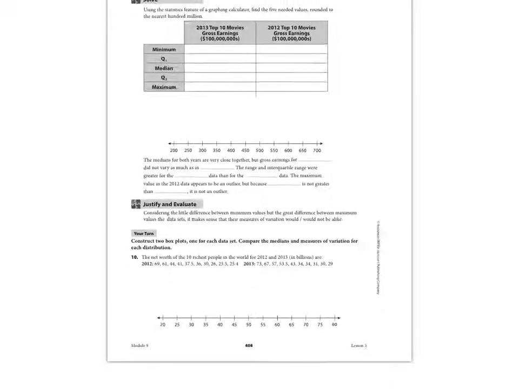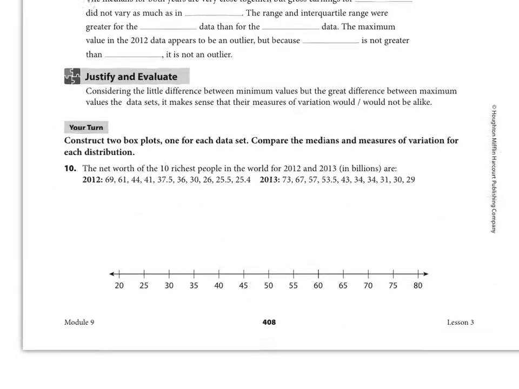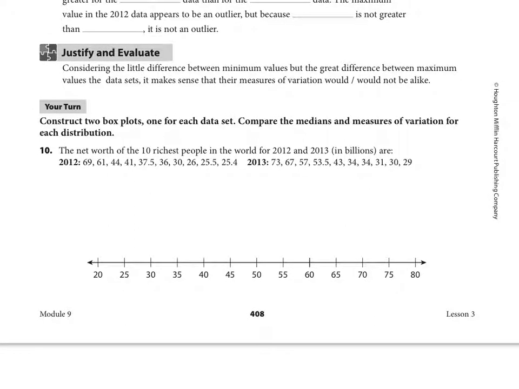Okay, and on to page 408, where we're going to look at the your turn, number 10. We're going to construct box plots, one for each data set. Actually, I'm going to go ahead and skip to number 11. This one we did in class, but we did not happen to do number 11, so that's going to be a little bit different. You can try number 10 as well if you weren't in class to see that.